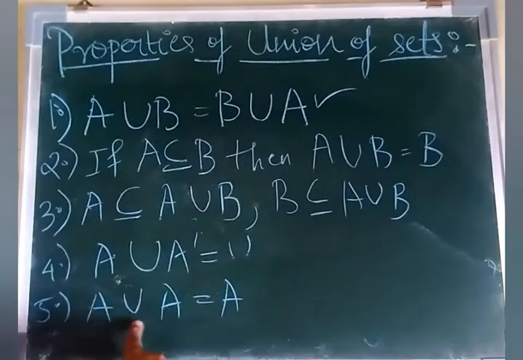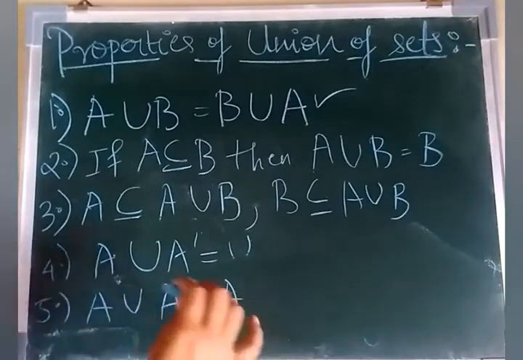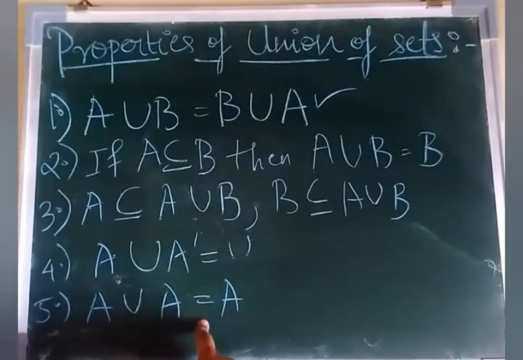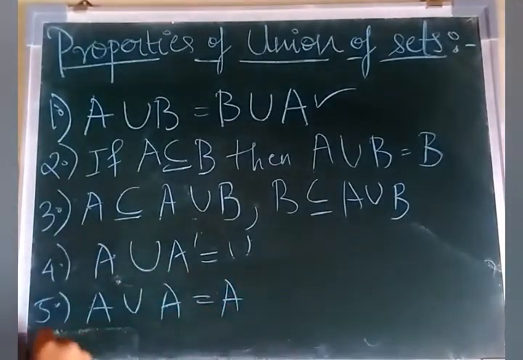So just writing union, taking union means I have to just write the elements in both the sets all together and without repetition of elements. So if I take the union of A with itself, then I will end up with A.